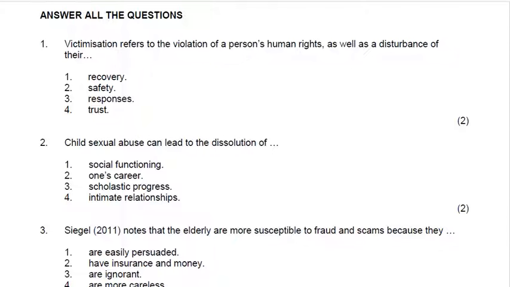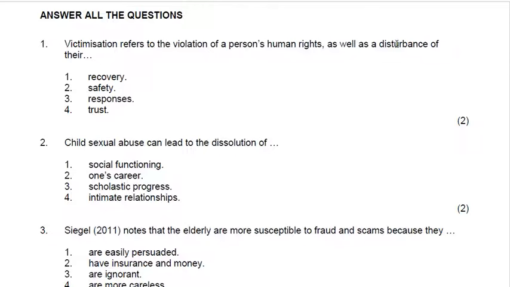Victimization refers to the violation of a person's human rights as well as a disturbance of their. The answer is 2, which is safety. It is on page 6 of our study guide. Second question, child abuse can lead to the dissolution of. The answer is 4, which is intimate relationships. That is found on page 12 of our study guide.